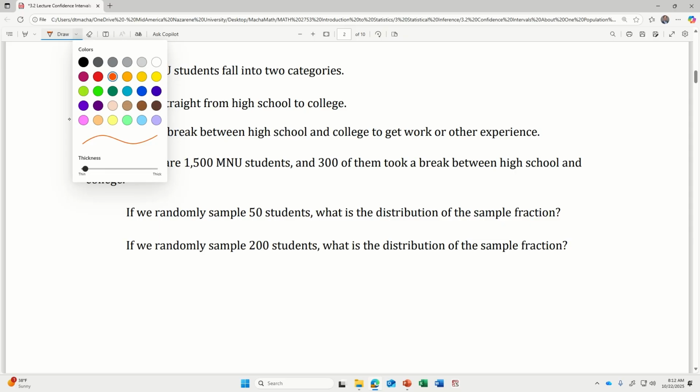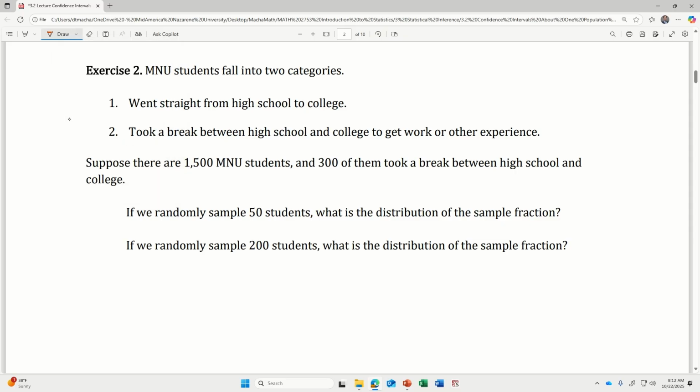So let's ask some questions about this same scenario. If we randomly sample 50 students, what's the distribution of the sample fraction? So in this case, n is equal to 50. p is going to be equal to 300 divided by 1500. And that means p is equal to 0.2.